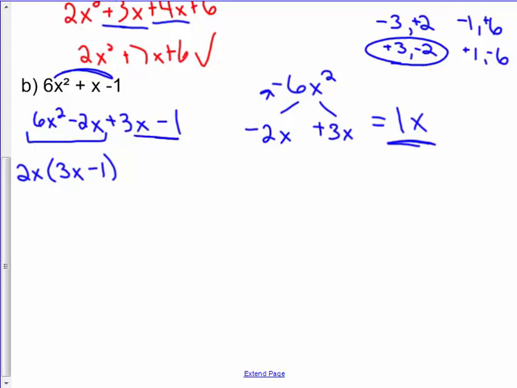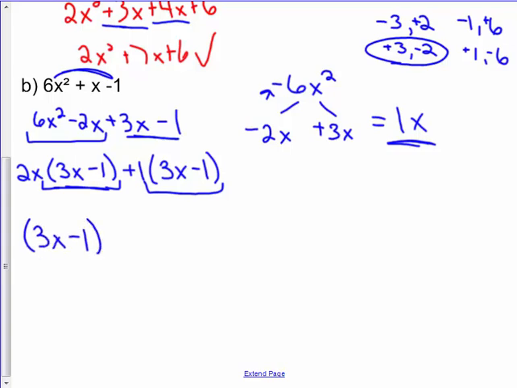And then if I look, I have 3x minus 1. Well, I can't pull anything out, but notice they are the same. So I'm just going to pull out a positive 1. I have 3x minus 1 left. And notice those two are the same. So I have 3x minus 1 and 2x plus 1.